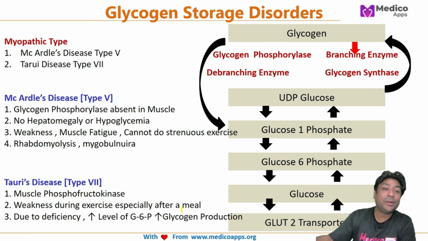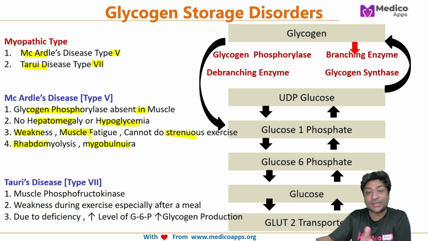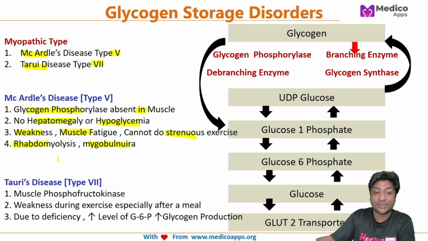When we talk about the myopathic types, there are two, McArdle's and Tarui, that is type 5 and type 7. In McArdle's, the phosphorylase is absent in the muscle. There are no liver symptoms, so no hepatomegaly, no hypoglycemia. It presents with muscle fatigue, weakness, inability to do strenuous exercise, rhabdomyolysis and myoglobinuria. But remember, in McArdle's disease, if the person continues to exercise, after 3-4 minutes when vasodilation happens, he can continue doing his exercise.